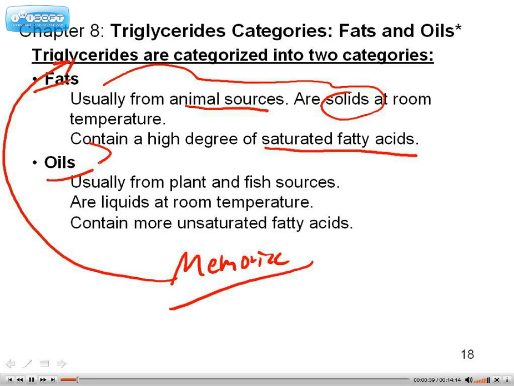Oils, however, think oil, liquid. They tend to be liquids at room temperature. Consequently, they tend to be highly unsaturated. And we tend to get these oils from either plants or fishes. Consequently, that's why they tend to be kind of smelly, because they have really low melting points. So make sure you memorize.